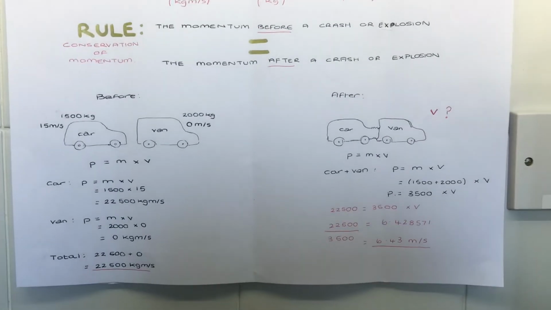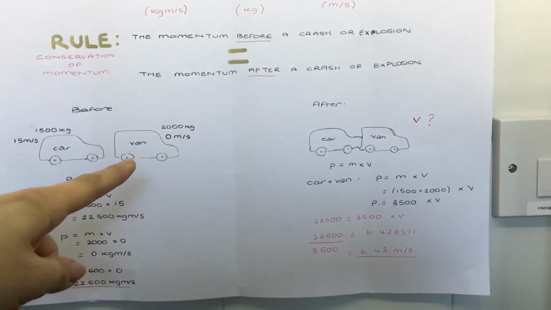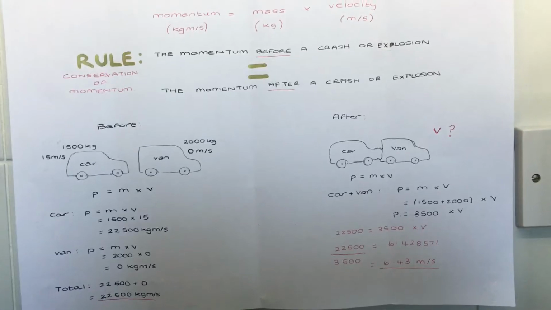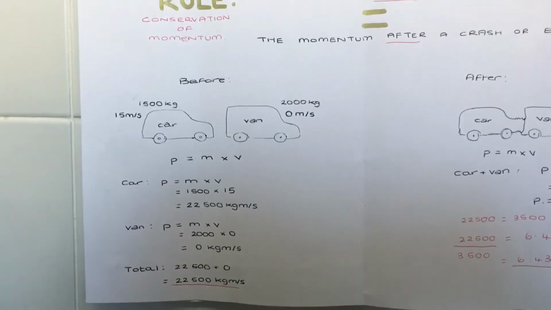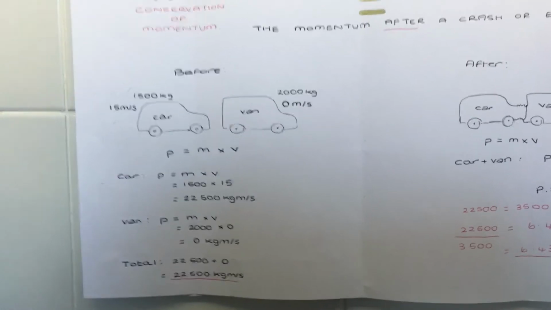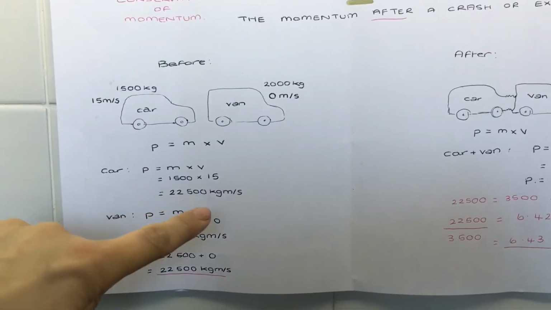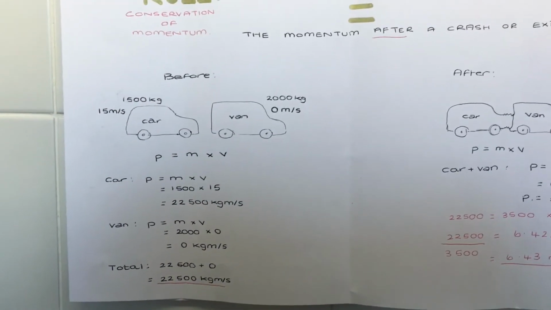So I've got an example here. I've got this car here that's going to crash into this stationary van. I know it's stationary because it's moving at 0 meters per second. And I'm just going to calculate its momentum. So the total momentum before is the car. So it would be 1,500 times 15 equals 22,500 kilogram meters per second.